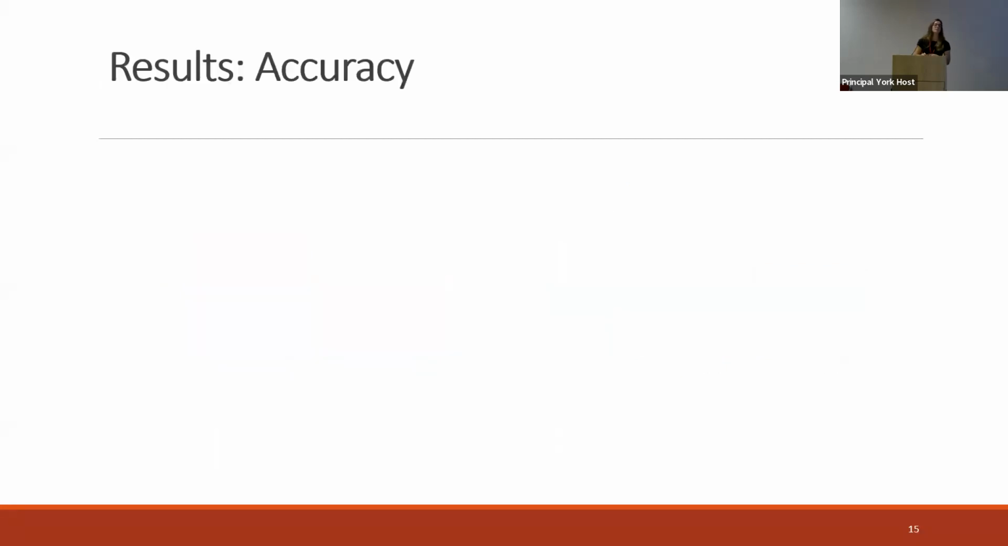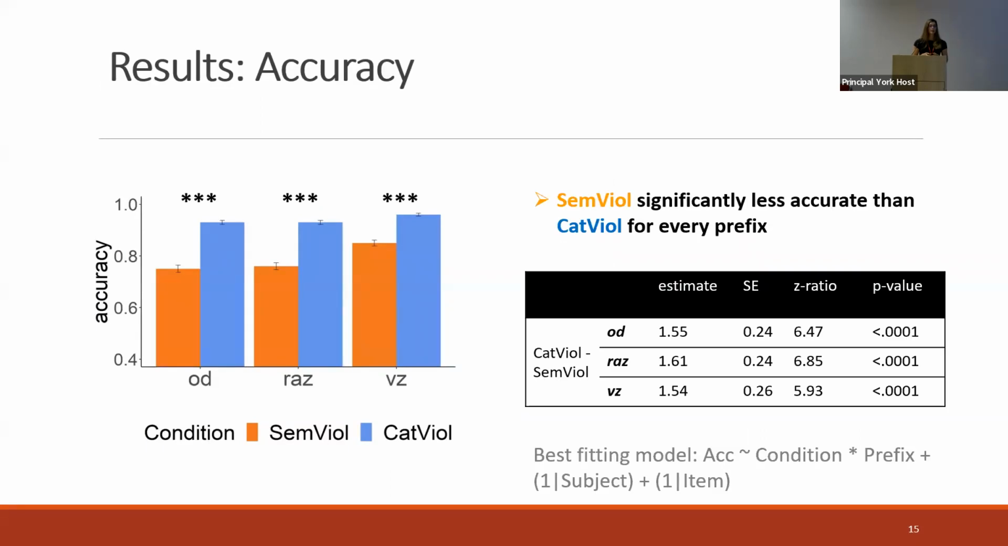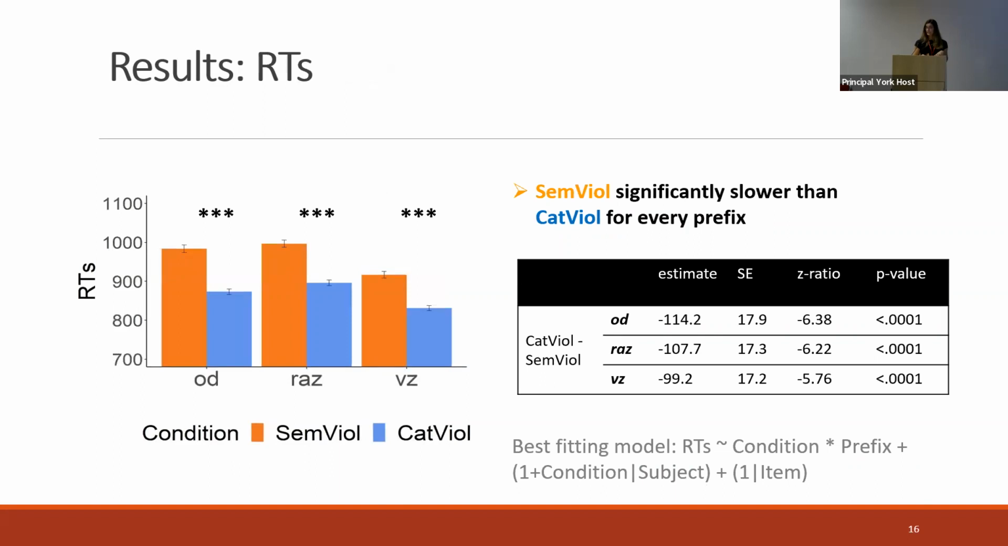And to the results, I will first present the results for accuracy. We got the expected pattern of results. For the 3 prefixes, semantic violation elicited significantly lower accuracy than category violations, and the pairwise comparison showed that this was significant for every prefix. When it comes to RTs, again, as expected, semantic violations were significantly slower to reject than category violations, and this was significant for every prefix.